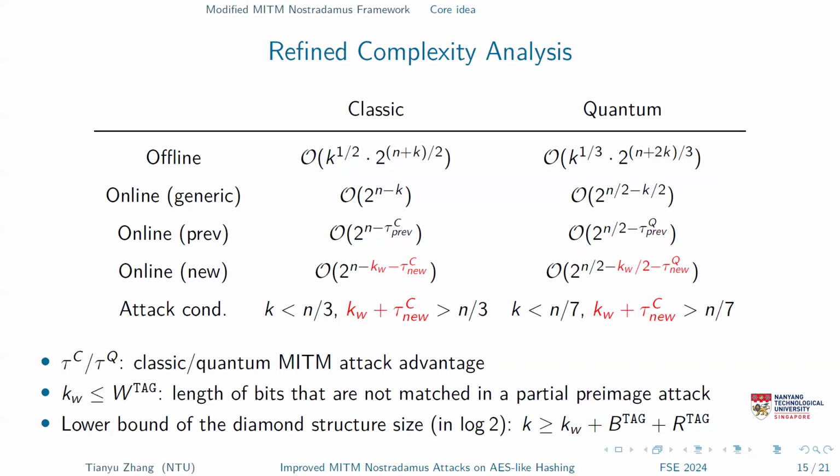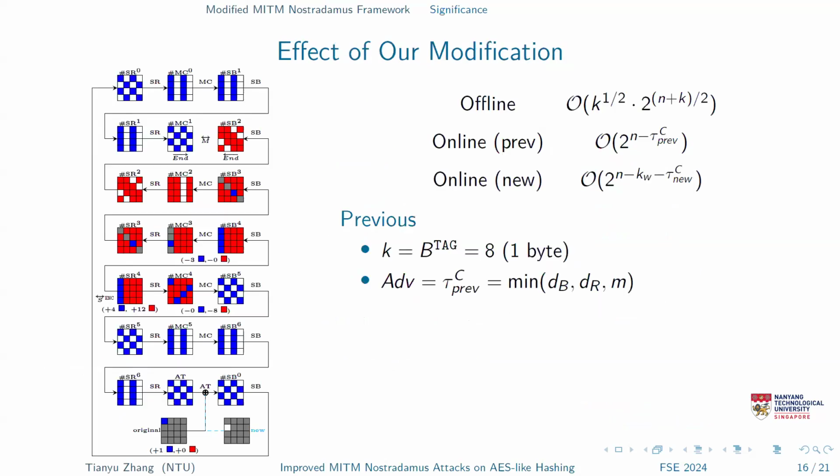So the refined complexity analysis. As you can see in our work, we add in a new parameter KW here to track how many bits actually are not needed in a partial matching. And then the diamond structure we build will be dependent on KW and blue and red bits in a target. So we will use this small example to showcase the effect of this modification.